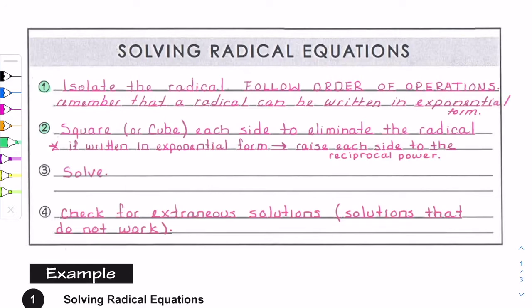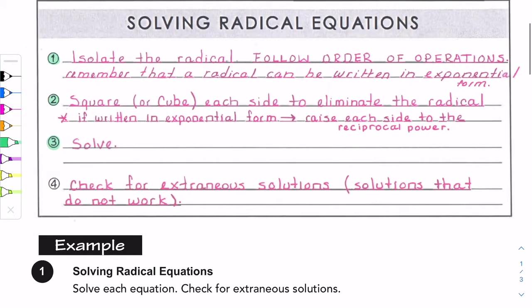Step 3 is to solve, and when I say solve, it's solve for the variable. And step 4 is to check for extraneous solutions. This would be solutions that do not work. So pause your video and take a moment to write these steps down. I'm going to begin to go through the first example. I'll list out each step as I go through it.